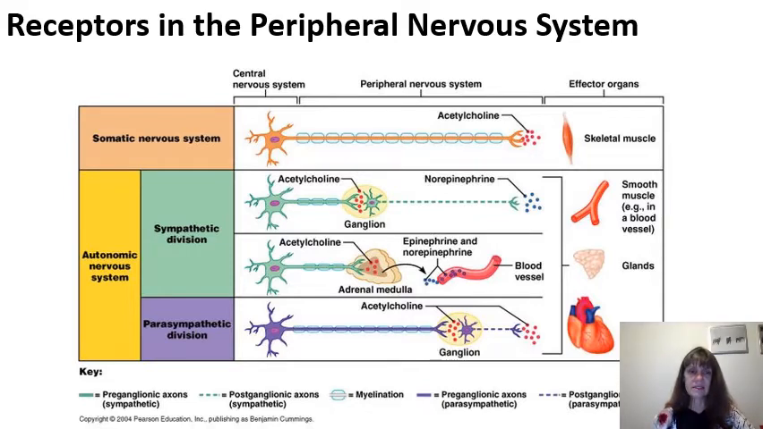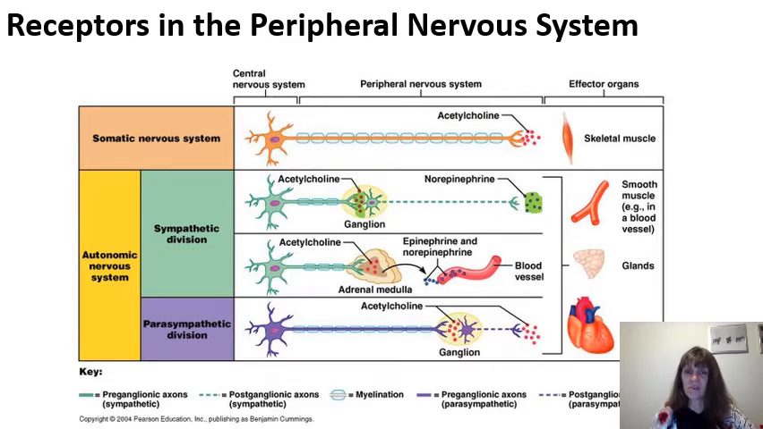Let's look quickly at the autonomic nervous system. If you've heard of the sympathetic division of the autonomic nervous system, you may have heard the term fight or flight. If a person encounters a bear and has to run away from the bear, we see that there are two neurons involved in the sympathetic division. The presynaptic neuron releases acetylcholine. However, the postsynaptic neuron releases norepinephrine.